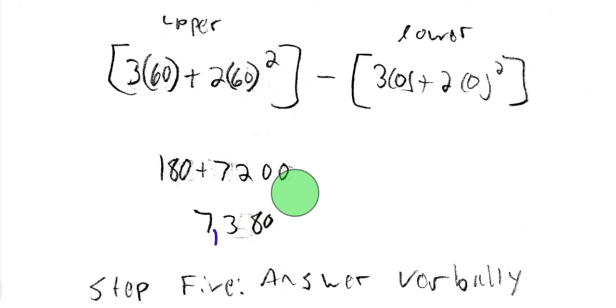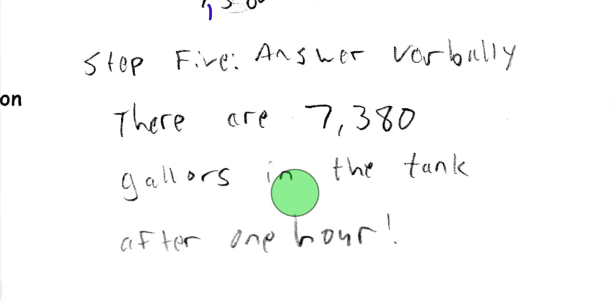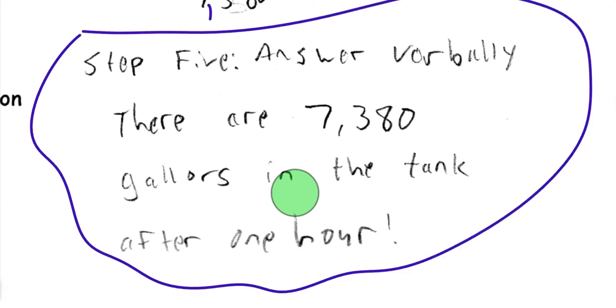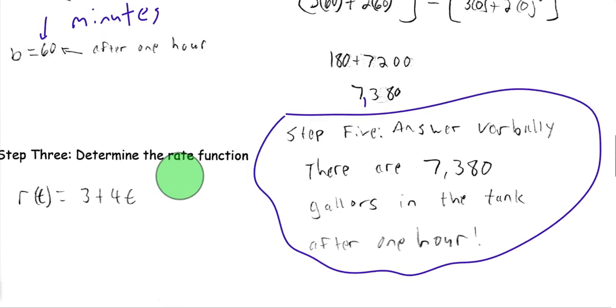7,380. What that means is, again, we want to answer this question verbally. There are 7,380 gallons in the tank after 1 hour. Pretty crazy. That seems like a whole lot of water. And in fact, it is a lot of water.